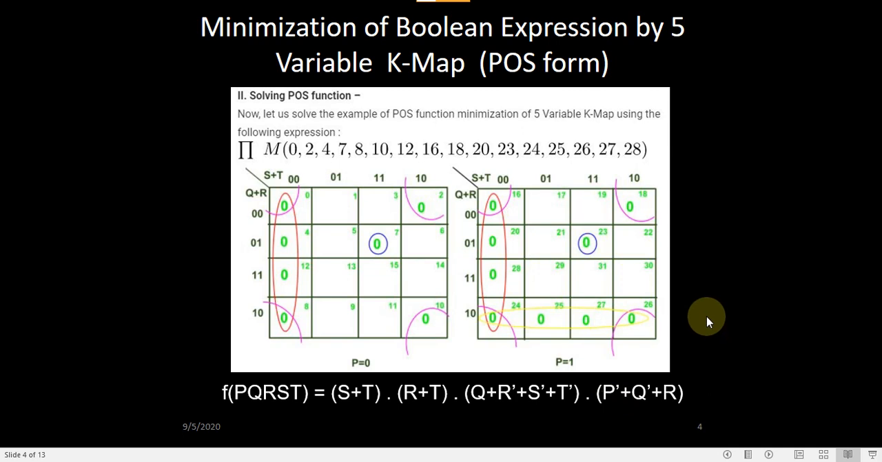Excuse me, sir. Yeah, tell me. So this numbering of the boxes, is there any way to derive it, or should we remember it the way it is done? This numbering is pretty logical, no? If you think, 0, 1, 2, 3, right? 4, 5, 6, 7, because it's a gray code out here. Then again here also it's a gray code, so it will become 8, 9, 10, 11.